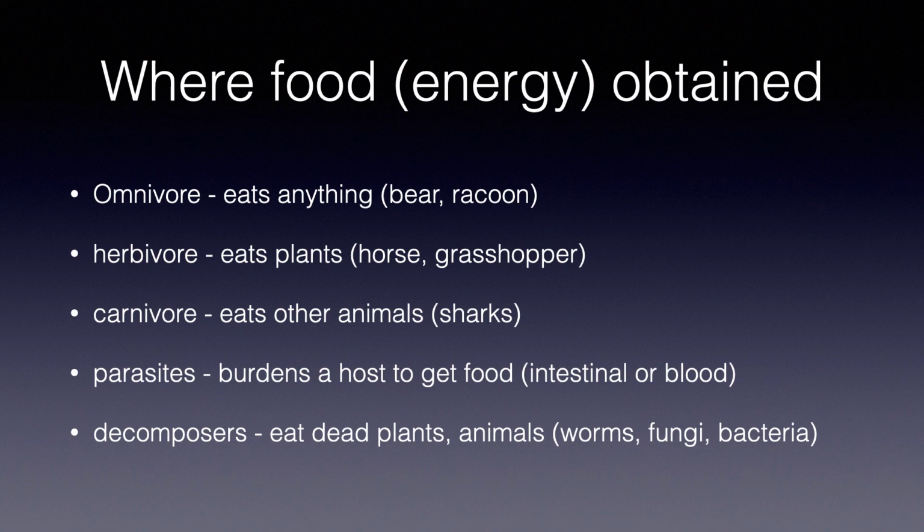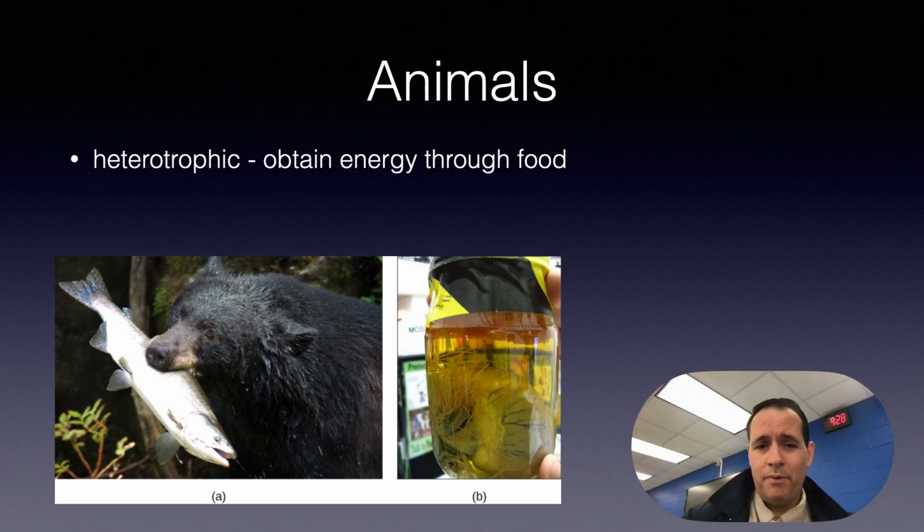Parasites burden a host to get food, okay? So in humans, there are intestinal parasites and blood parasites. And decomposers eat dead plants or animals. Now, these can be as big as a vulture, as small as a worm, or microscopic like a fungi or a bacteria. Sorry, my webcam there wasn't on the last slide, but that's it for today's talk.